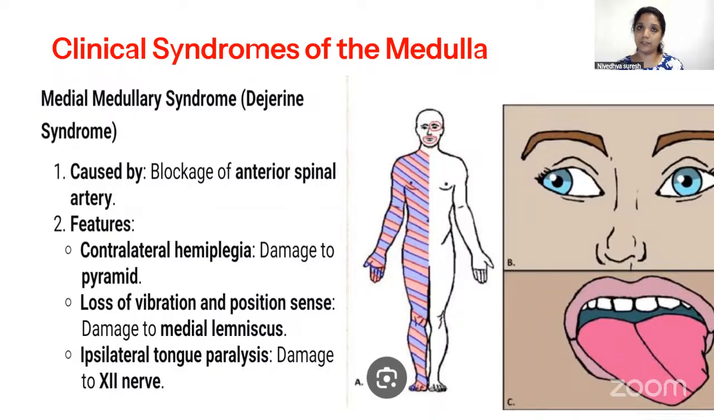As I had already told, the main function is proprioception, right? The medial lemniscus is formed at the level of the sensory decussation, so it is associated with proprioception. So that is damaged here. So there is loss of vibration and position sense. And then we can see the ipsilateral tongue paralysis on the same side, the affected side. The tongue will be paralyzed because the anterior spinal artery supplies all these structures. Okay? So this will be damaged.